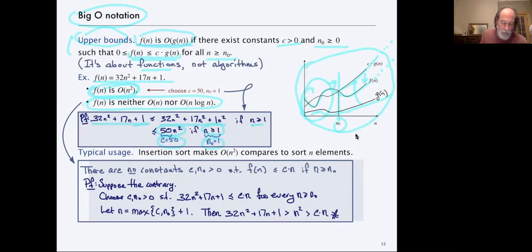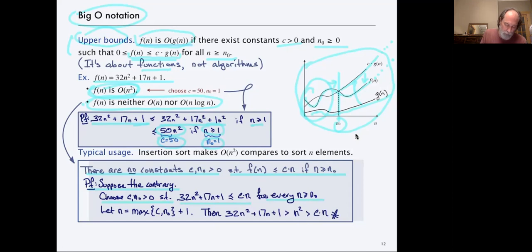Okay, f of n is not big O of n or big O of n log n. I'm just going to do the one of them. So what does it mean? That's the claim that there are no constants c and n naught bigger than 0 such that f of n is less than or equal to c times n for all n bigger than n naught. Suppose the contrary, that there are such constants. Then we can choose some such that 32n squared plus 17n plus 1 is less than or equal to c times n for every n larger than n naught.